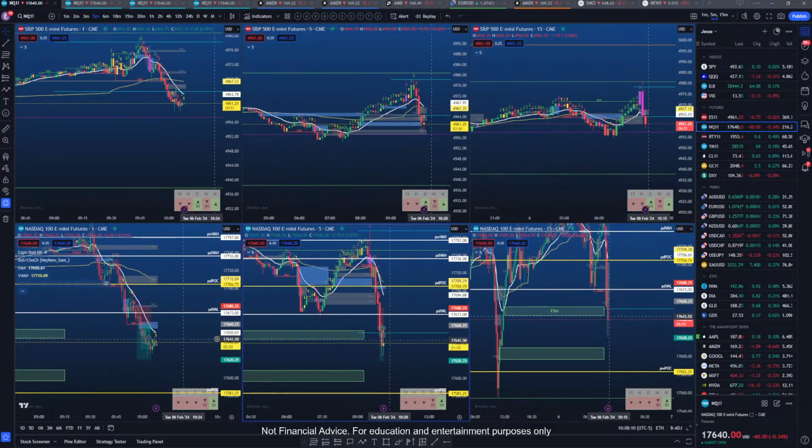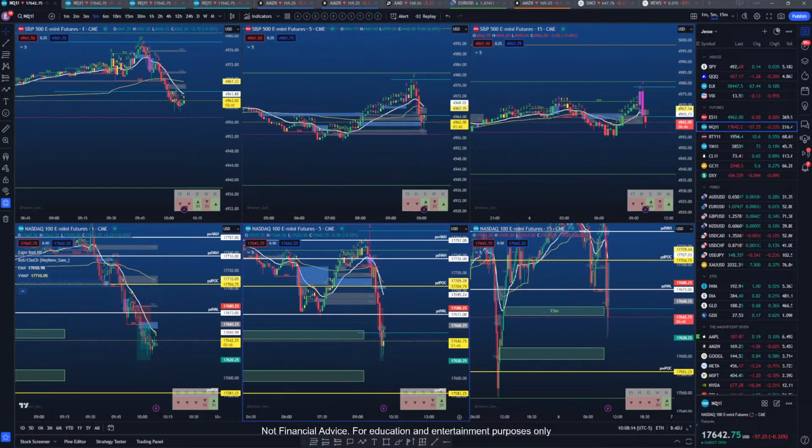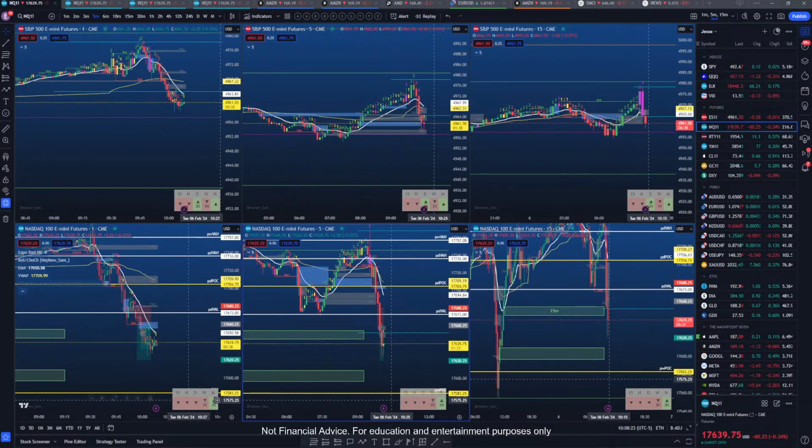Well, you definitely have to have a trailing stop on profit. That's like a mandatory piece, because you've got to walk away. If you're up green on the day, you've got to walk away green.